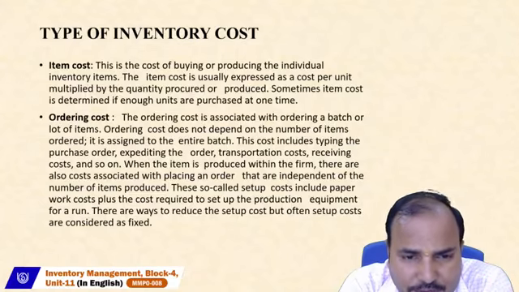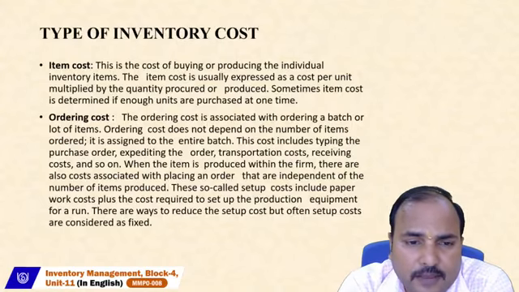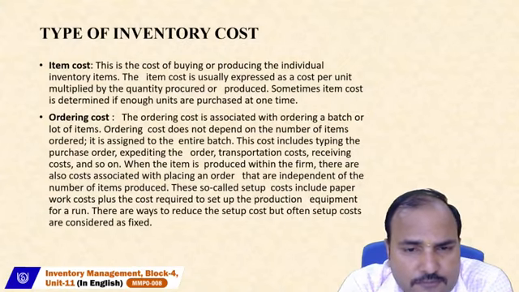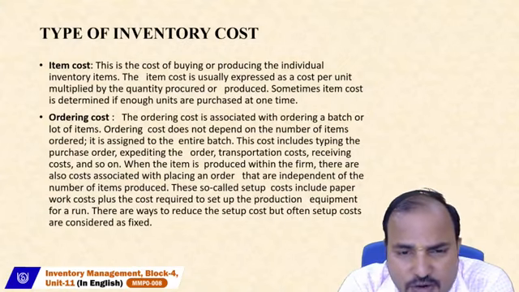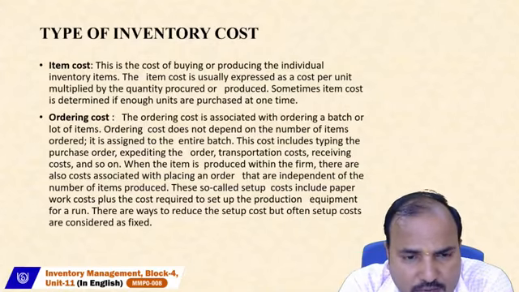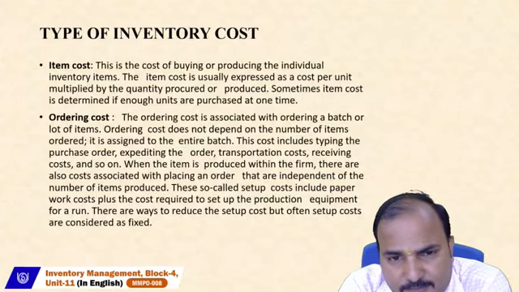When the item is produced within the firm, there are also costs associated with placing an order that are independent of the number of items produced. This so-called setup cost includes the paperwork cost plus the cost required to set up the production equipment for a run. There are ways to reduce the setup cost, but often setup costs are considered fixed.